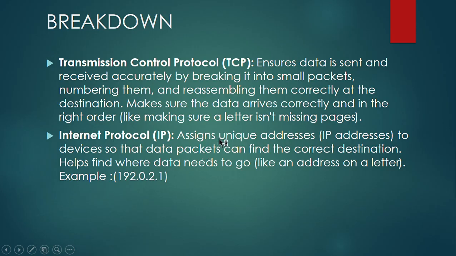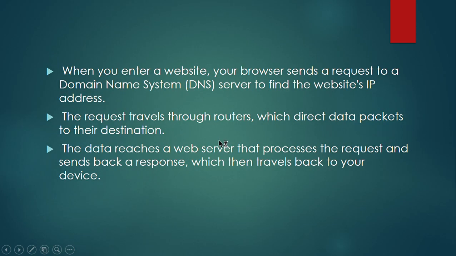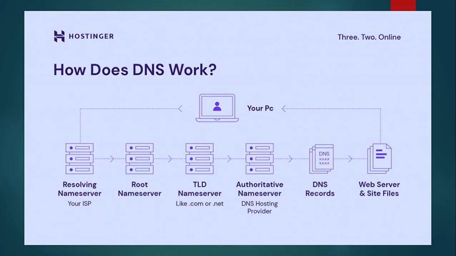That's just an example. Next, when you enter a website, your browser sends a request to a Domain Name System, or DNS server, to find the website's IP address. The request travels through the routers, which direct data packets to their destination. The data reaches a web server that processes the request and sends back a response, which then travels back to your device.